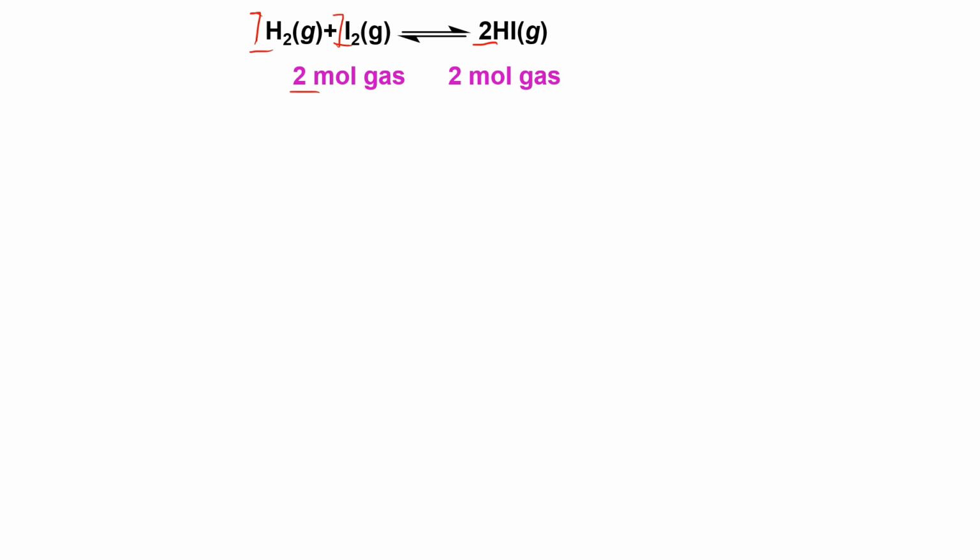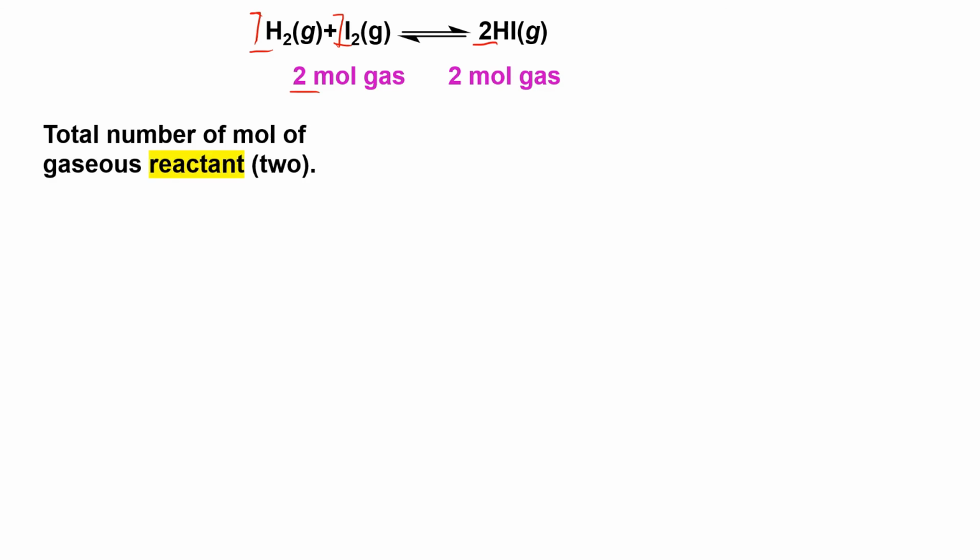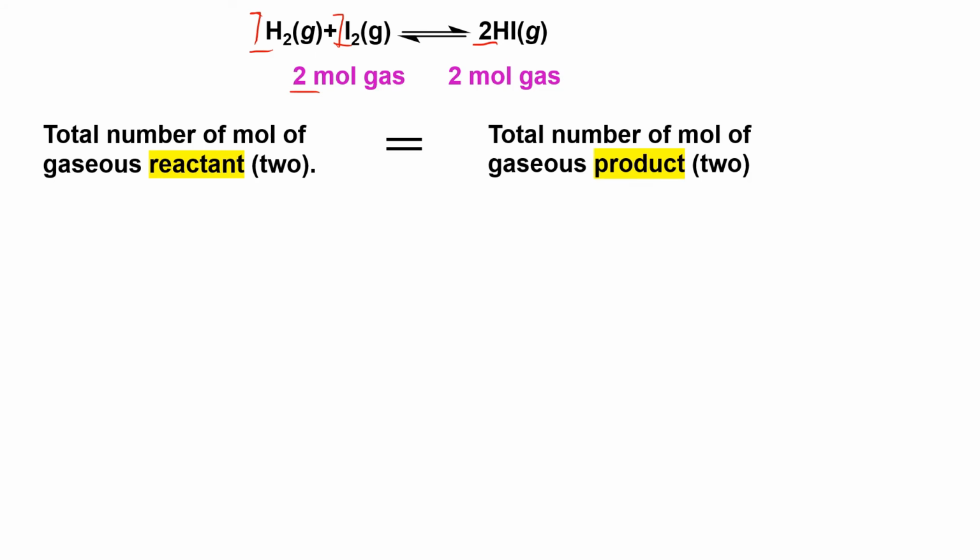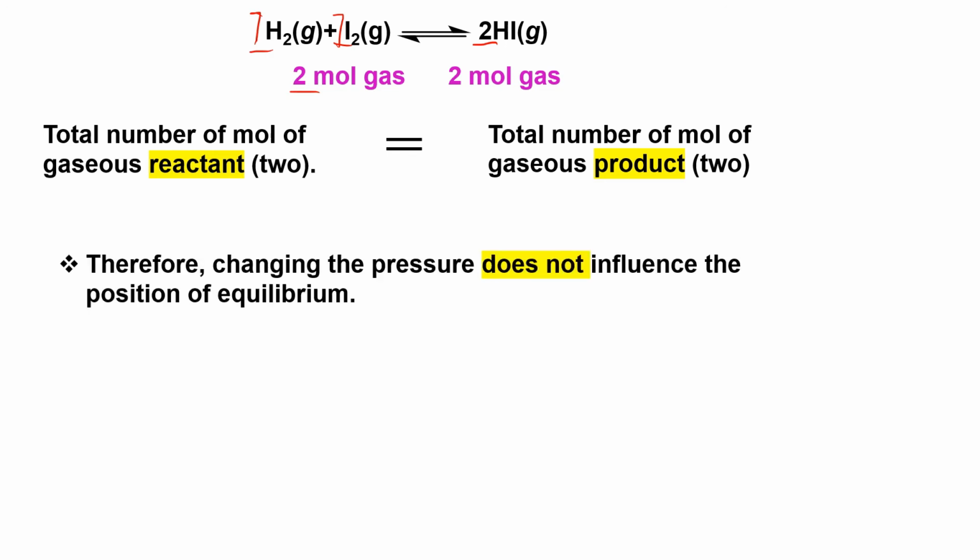Now, from the observation, you can find that the total number of moles of gaseous reactant equals the total number of moles of gaseous product. So just now we learned you must shift to fewer moles or larger number of moles. But in this condition, the moles of reactant and product are the same, meaning that changing the pressure does not influence the position of equilibrium in this case.